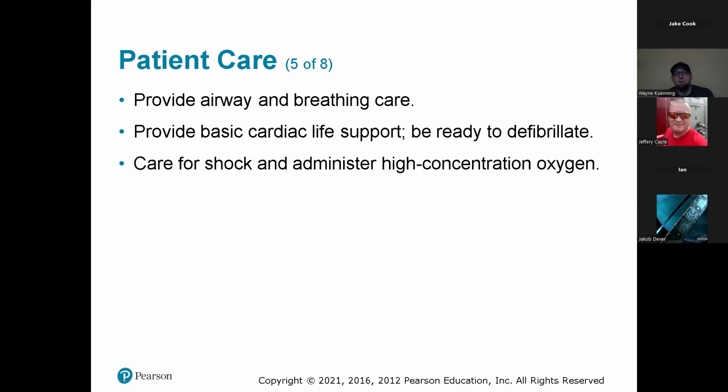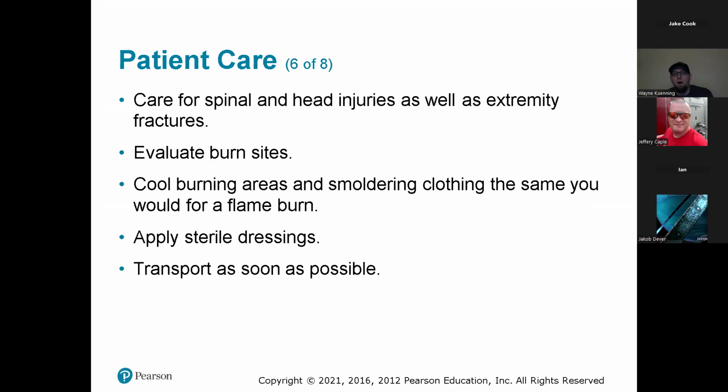Be prepared for any electrical shock patient. Make sure you have an AED with you, if possible, and be prepared to work them as a cardiac arrest. A lot of these patients are going to be in a shockable rhythm for a long period of time after the introduction of electricity. If they're not in cardiac arrest, we're going to treat them for shock, administer oxygen, keep them warm. Spinal precautions are fairly important in these patients, primarily neck, because usually they get thrown or dropped and will hit their head.